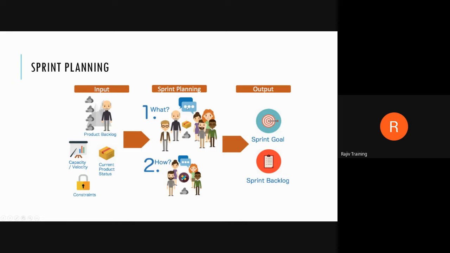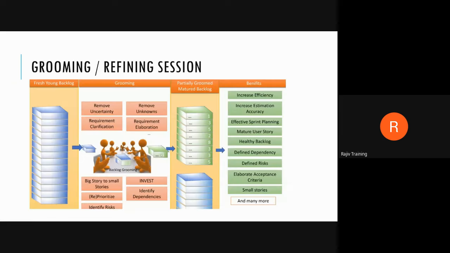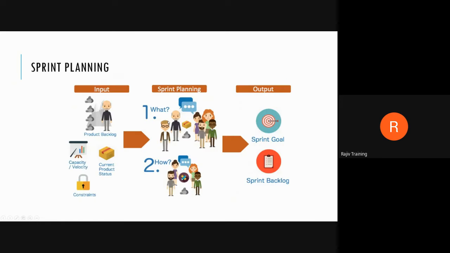So once we have all these inputs, then we start the sprint planning. You as a product owner explain to the team what has to be done. You pick up stories from the top of the product backlog. See, you have already groomed it. Now I come to planning. So you take these partially groomed, matured backlog items from the top. You pick up one and at a high level explain, because in detail you have already explained.